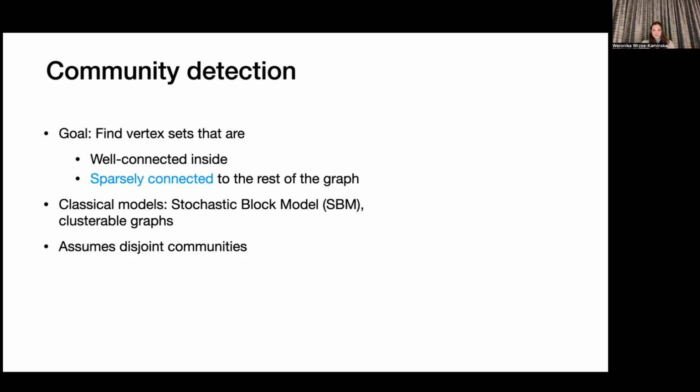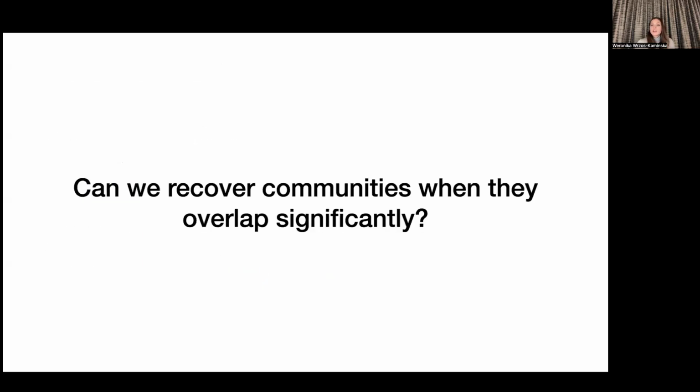Now, what's in common for all of these models is that they assume that the communities are disjoint. Okay, so they assume that the graph can be partitioned more or less uniquely into communities, such that each vertex belongs to exactly one community. But now, if we think about real-life graphs, then this seems like an unrealistic expectation. Because for all we know, the graphs could have many different communities, and these communities could be overlapping. So this leads to the question, if we have a graph where the communities overlap significantly, can we still recover the community structure?